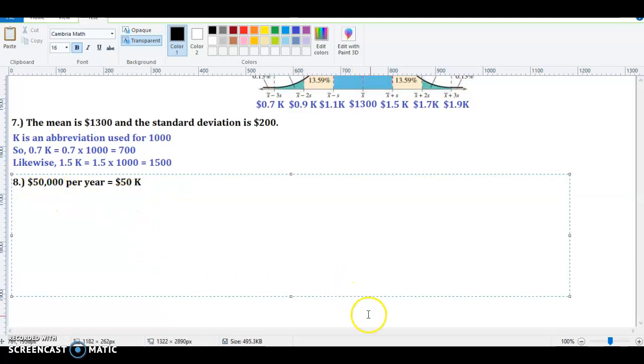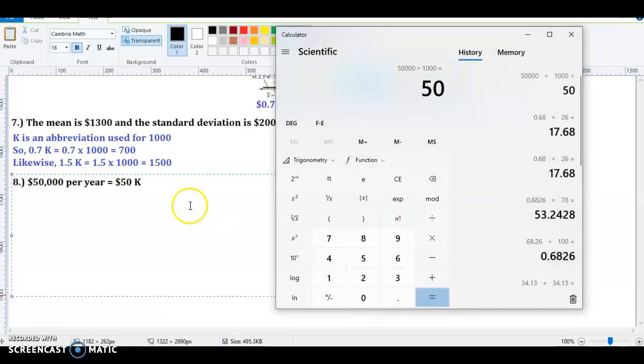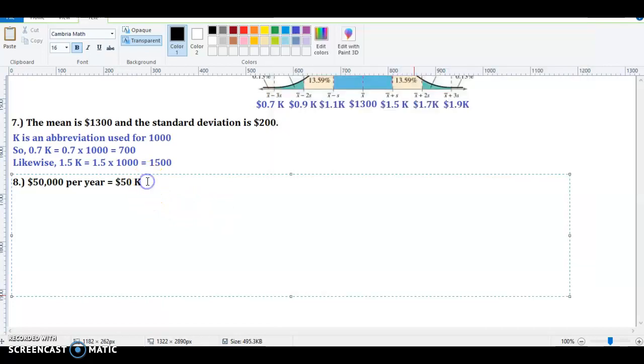If we do 50,000 divided by 1,000, you get the number 50. Remember the capital letter K stands for 1,000. So 50 multiplied by 1,000 is 50,000, so we can abbreviate 50,000 just by writing it as 50K. All right, so let's say that the employee salary increases by 5%.